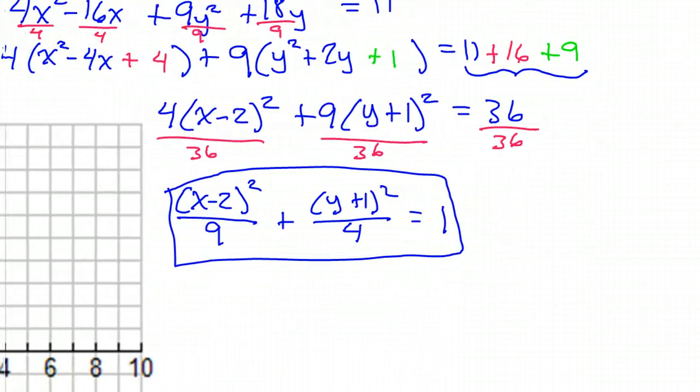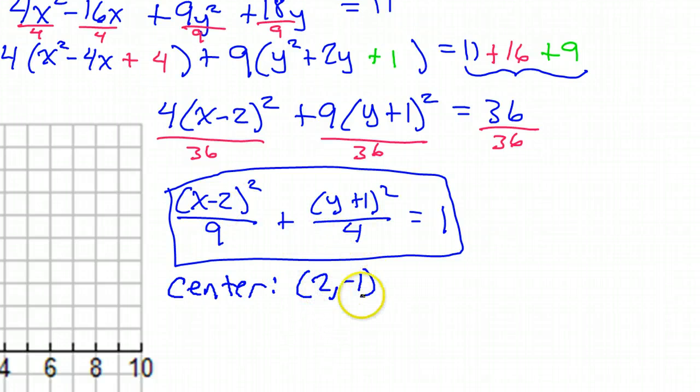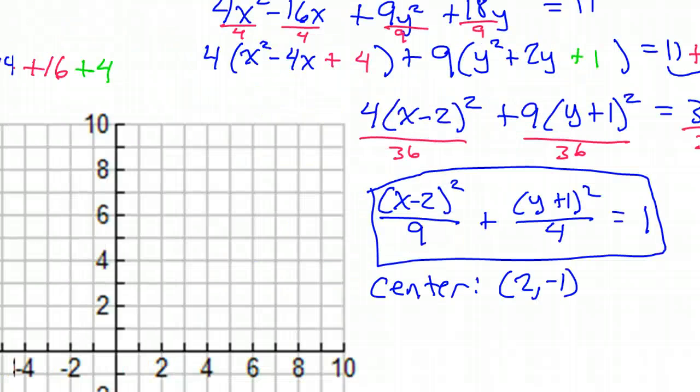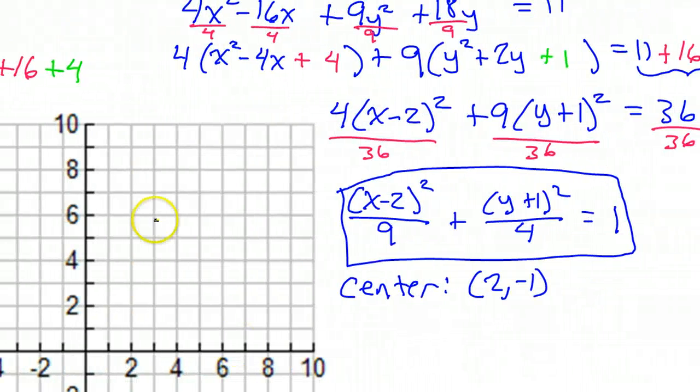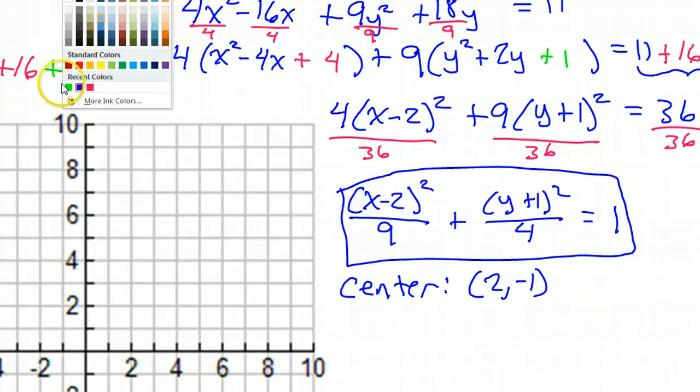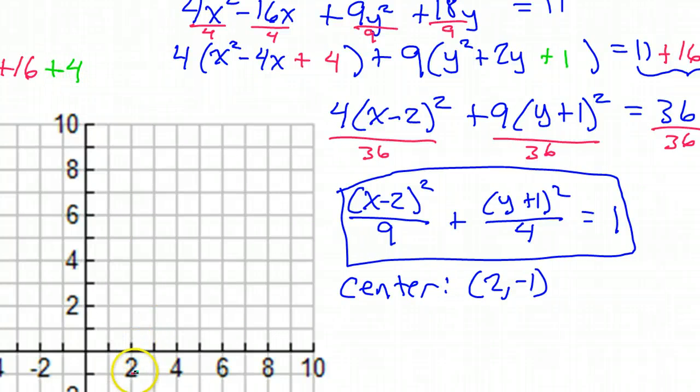Now, as far as all the stuff, let's start with the center. The center is the opposite of these, so 2 comma negative 1. And I say we graph that. 2 comma negative 1 is right there. That's the center.